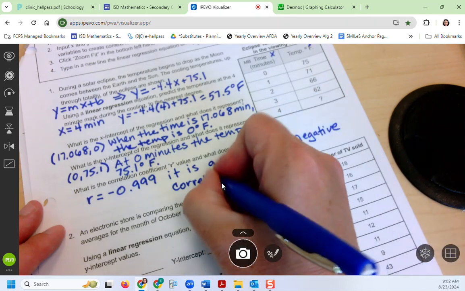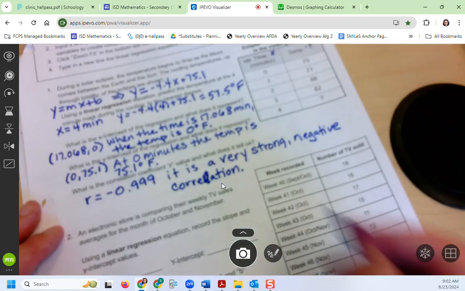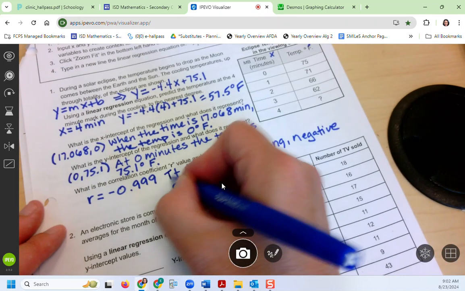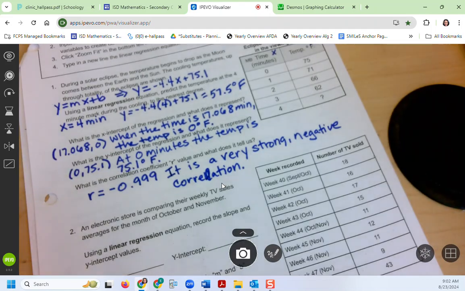Nope, just one L in correlation. I'm going to start with a capital there. It is a very strong negative correlation.